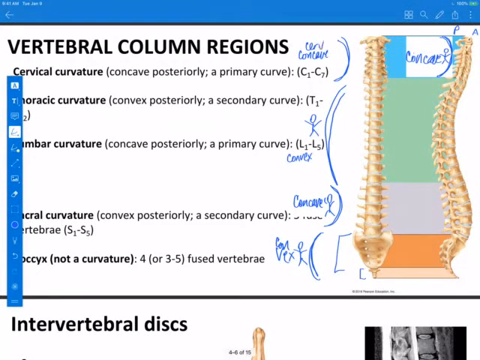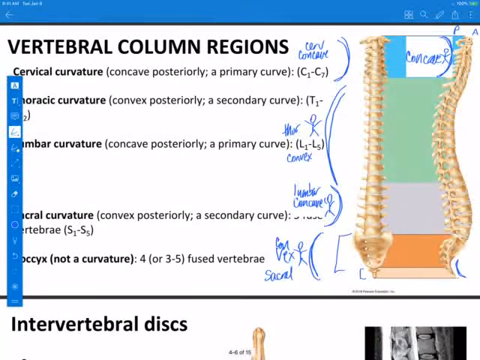So this is cervical, this is thoracic, this is lumbar, and then this is the sacral. Now, the coccyx technically doesn't have a curve, it's just part of the sacral curve right here. Okay, and what's the advantage of having these alternating curves in the vertebral column? Well, for one, the vertebra can kind of act like a spring. So with these alternating curves, it's better able to absorb compressive force. And it acts like a spring.